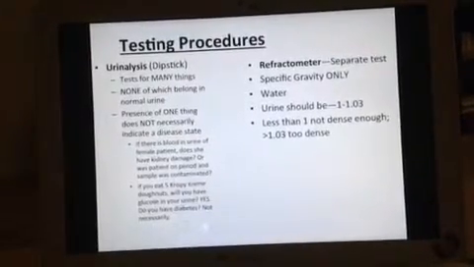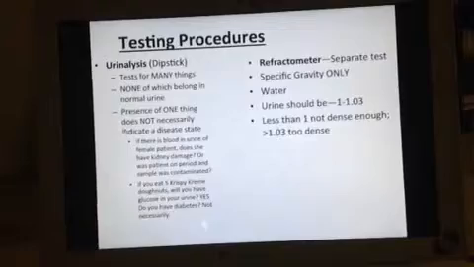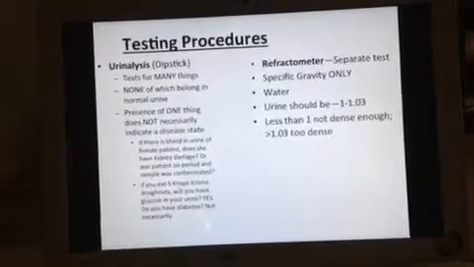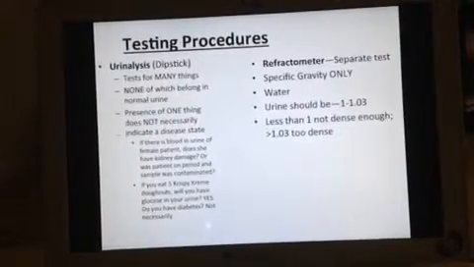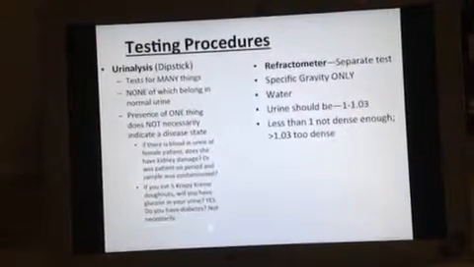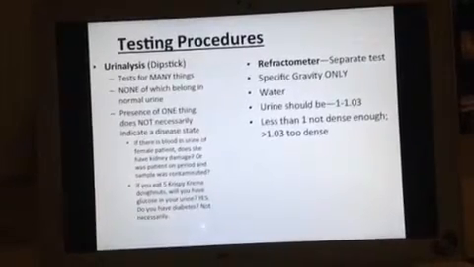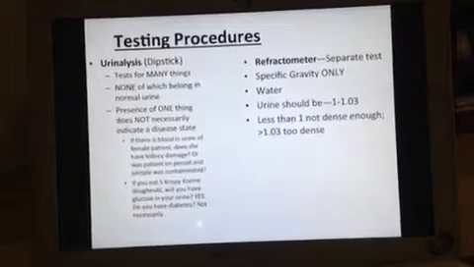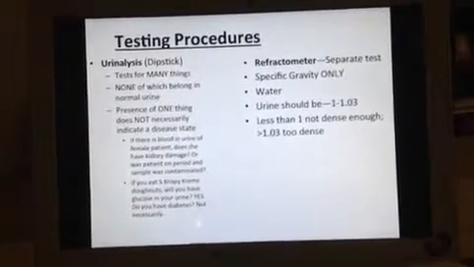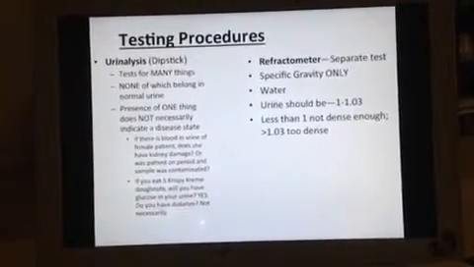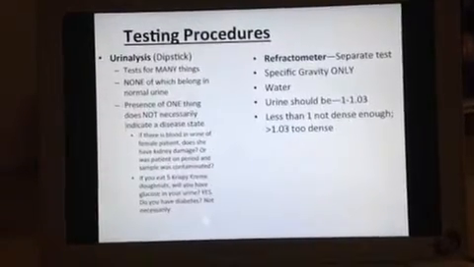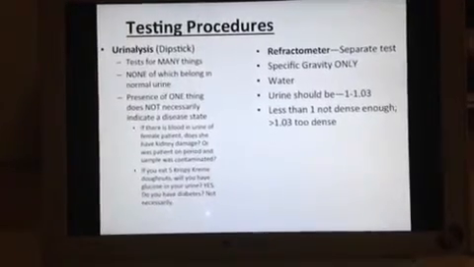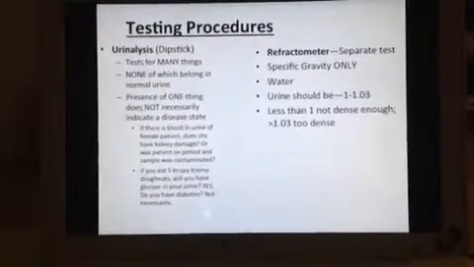So another test that gets a lot of use is a urinalysis, and that's done by something called a dipstick, and there's many different brands of this, and each brand varies a little bit in the different sorts of things that it tests for. I gave a pretty extensive list of all the many things that it can test for on my actual PowerPoint for this lecture.